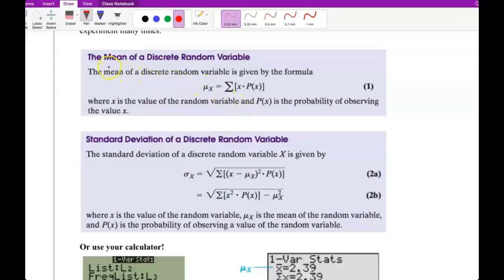Okay, now here is the mean of a discrete random variable, and on this part is the standard deviation of a discrete random variable. So this x is the value of the random variable. And P of x here is the probability of x.